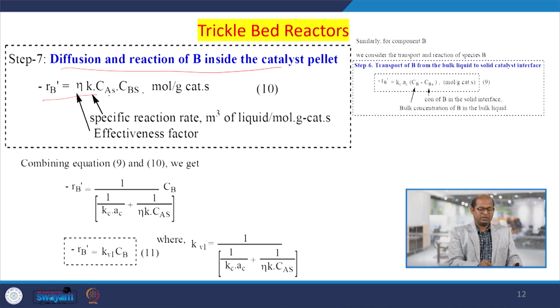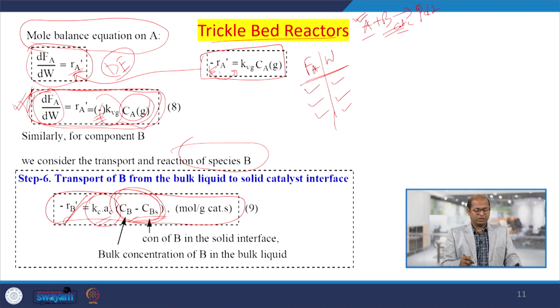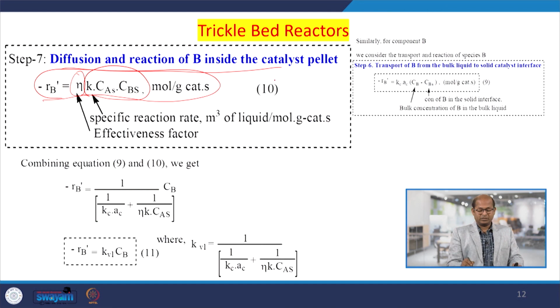So, then similarly for component B, the rate of disappearance of component B, with effectiveness factors, is the rate k_CAS into C_BS; similarly we can write. So, in case of component B, equations 9 and 10 are coming. That is step 6 and step 7, and steps 1 to 5 were for component A. So now for component B, we are getting equations 9 and 10.